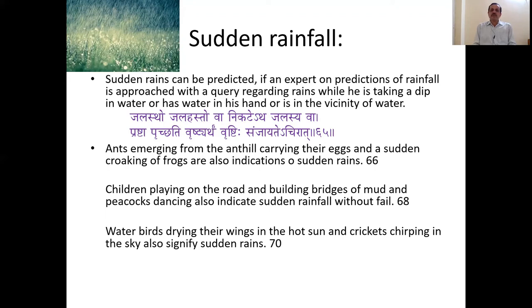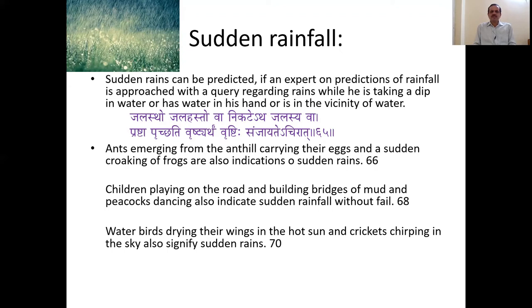And also a sudden croaking of frogs. Sudden croaking of frogs is also an indication of sudden rains. So today also many people say when the croaking of frogs is heard, there might be rain. So these are some of the predictions which were observed during the period of Parashara also.